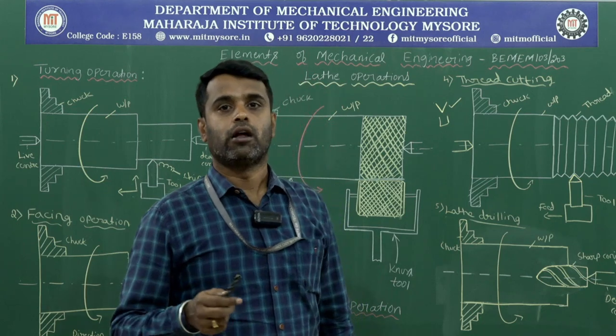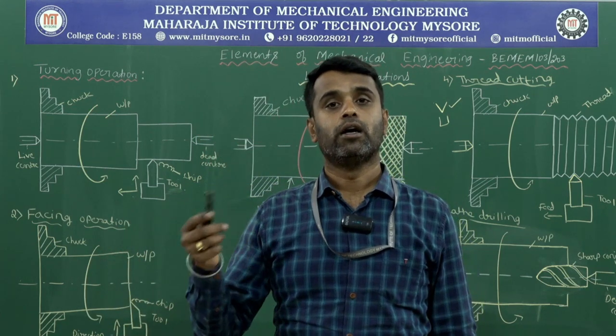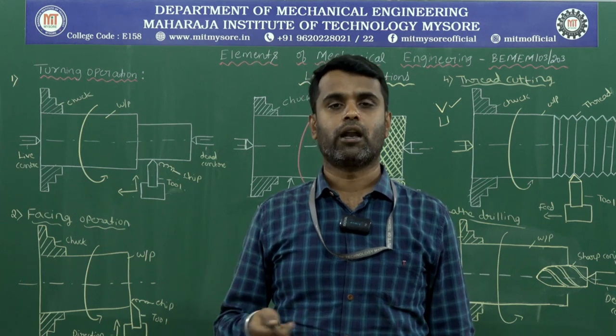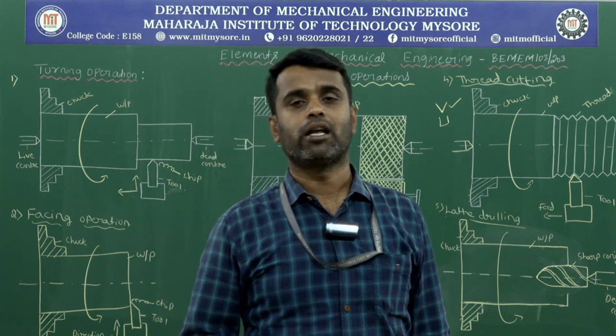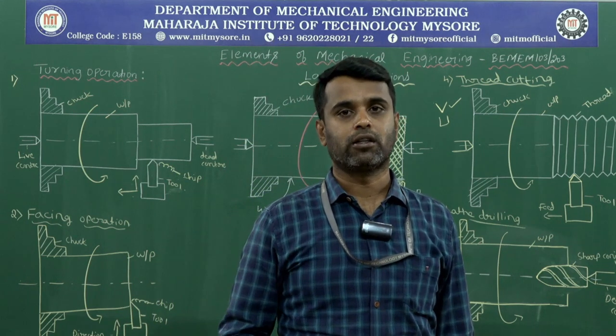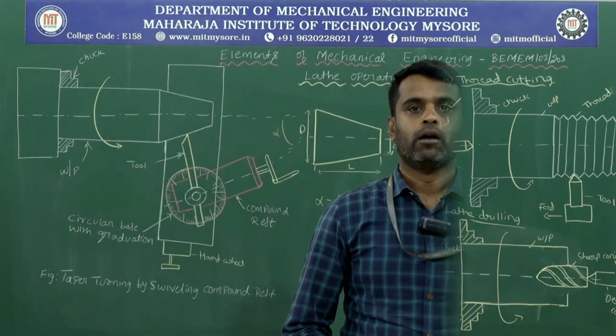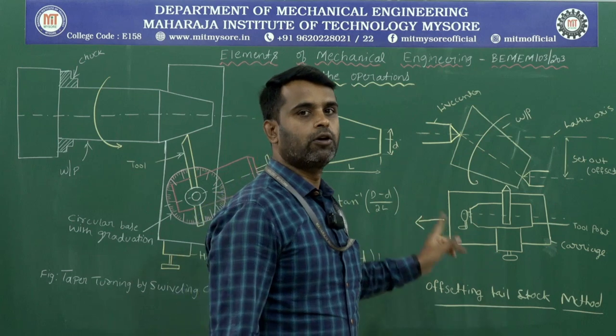Okay, the next operation is the taper turning operation. How do we perform taper turning on the lathe? There are several methods of taper turning. One is swiveling the compound tool rest method, by which we can produce the taper, or by offsetting the tailstock method. The next operation performed on the lathe is the taper turning operation.